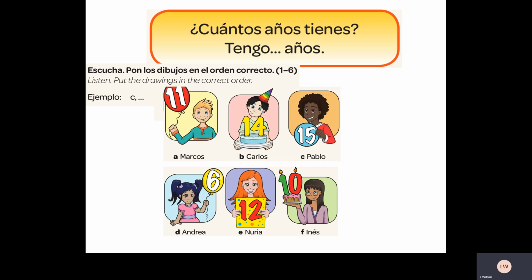Okay, so we can see that the first one, it says ejemplo here, so that's example. So the first one is going to be Pablo. So the first one will be Pablo, and then the next one you hear, you need to write down the correct letter. So you should have 1 to 6 written down on the left-hand side, and you're just going to write the correct letter.